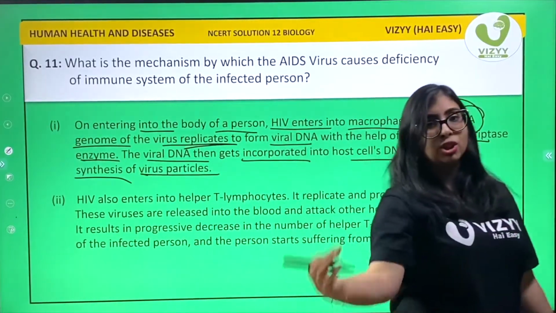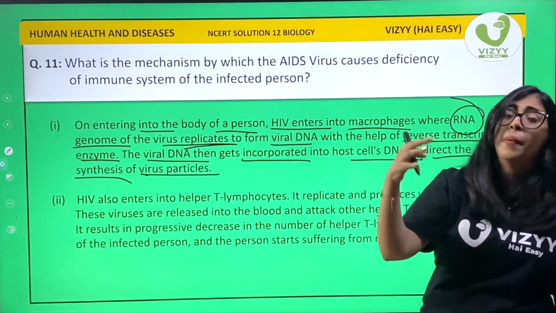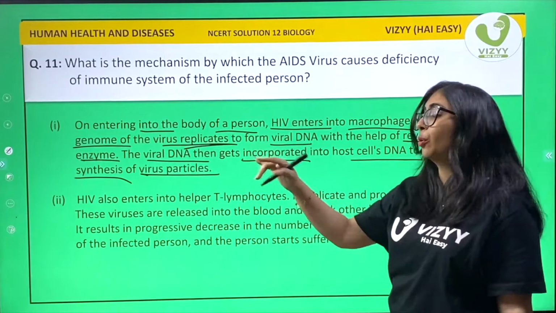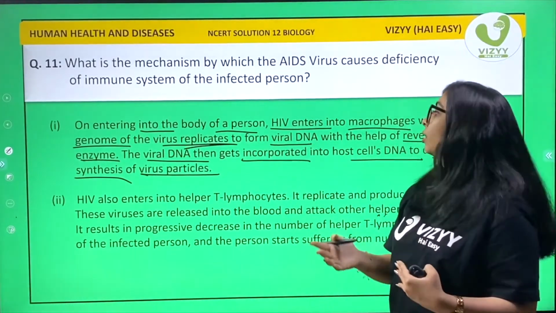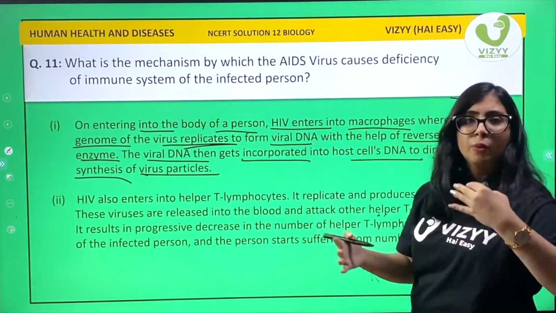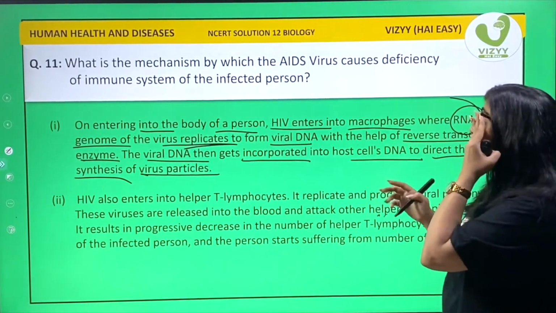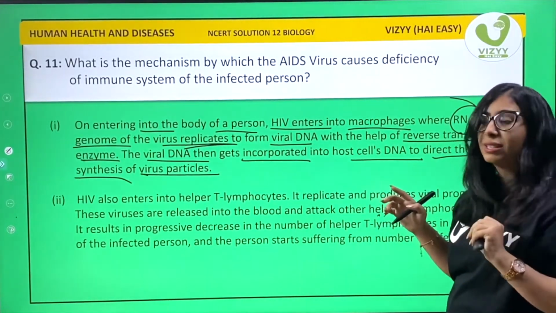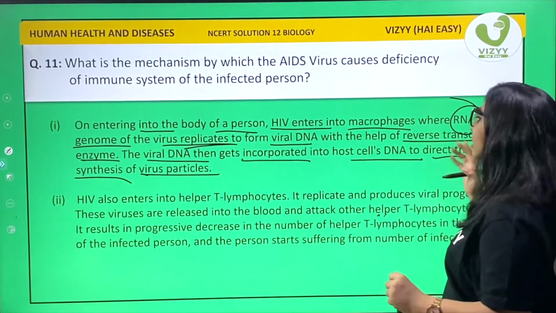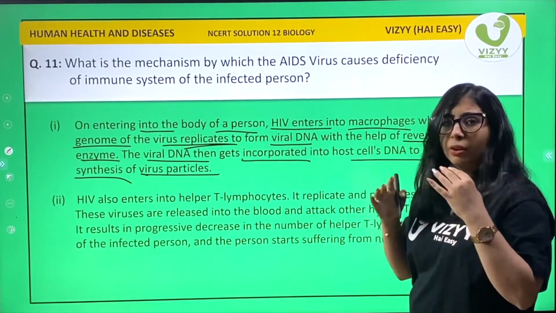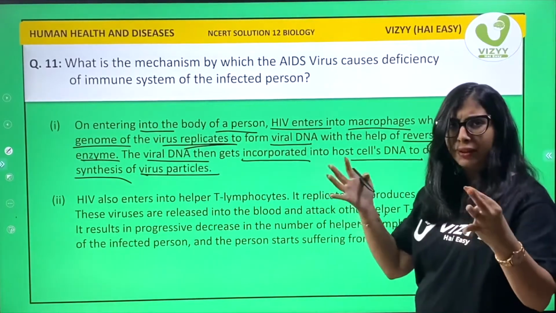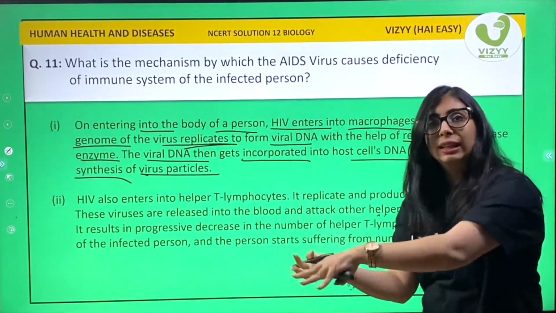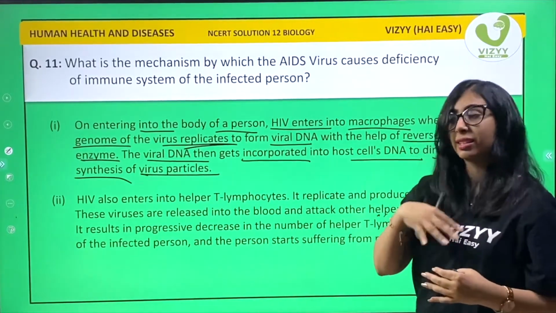So it will reach the macrophages, where the RNA of the genome starts replicating and starts forming viral DNA. With the help of whom? With the help of our dear friend reverse transcriptase. Now, this enzyme later on will have replicated. Now, this replicated DNA will then start incorporating with the host's DNA.